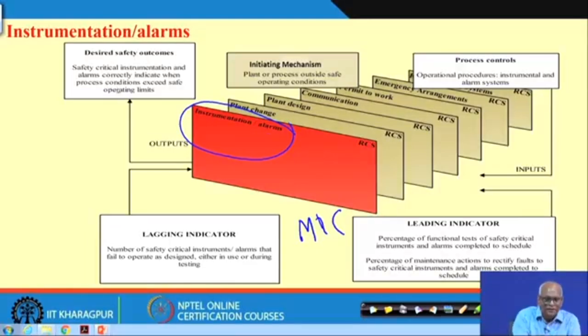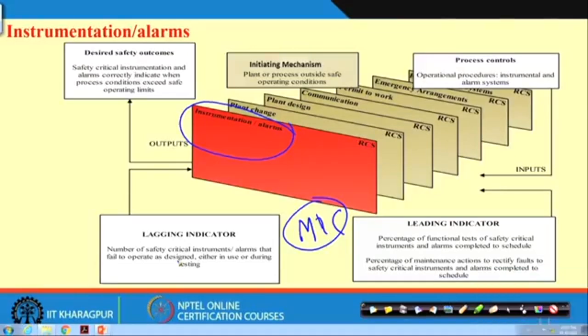If you have the desired outcome, safety critical instrumentation and alarms correctly indicate when process conditions exceed safe operating limits. That is the outcome. It has not shown here, MIC, Bhopal. For this thing to happen, what is it that you have to measure? The number of safety critical instruments and alarms that failed to operate as designed. As designed. It has not failed totally. Something it is showing more, something it is showing less, maybe calibration not done. What are the number of small things which have happened to affect the desired outcome? They are the lagging indicators.